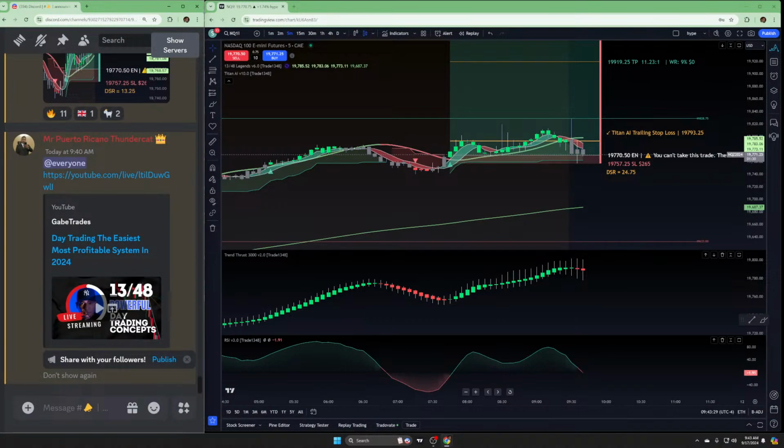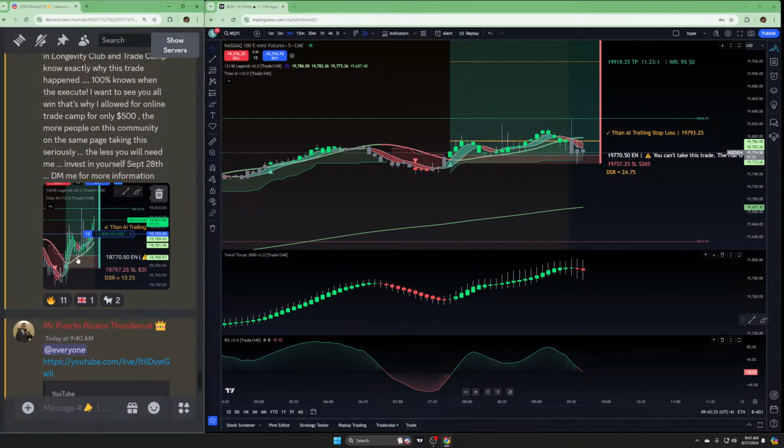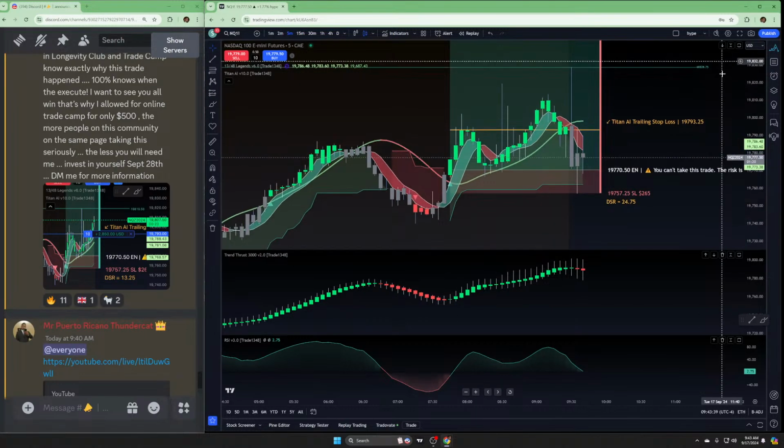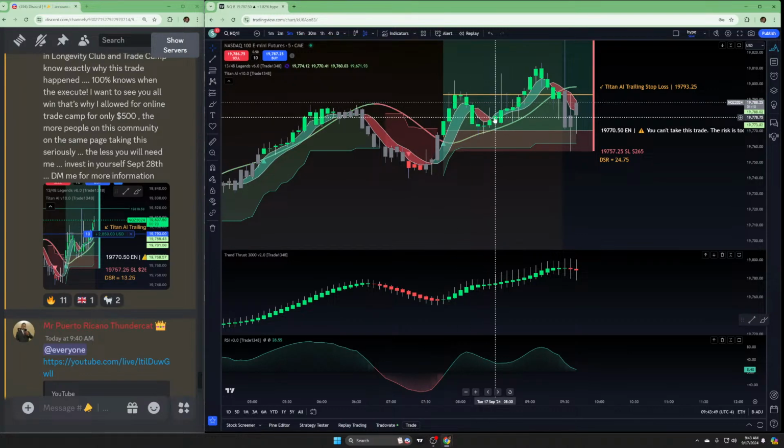Okay, so let's get right to it. Now, I want to talk about this trade here. This trade design here on NQ and why the trade was taken. Now my entry was in fact a little late. Yeah, it was late, but still able to make money on this trade.